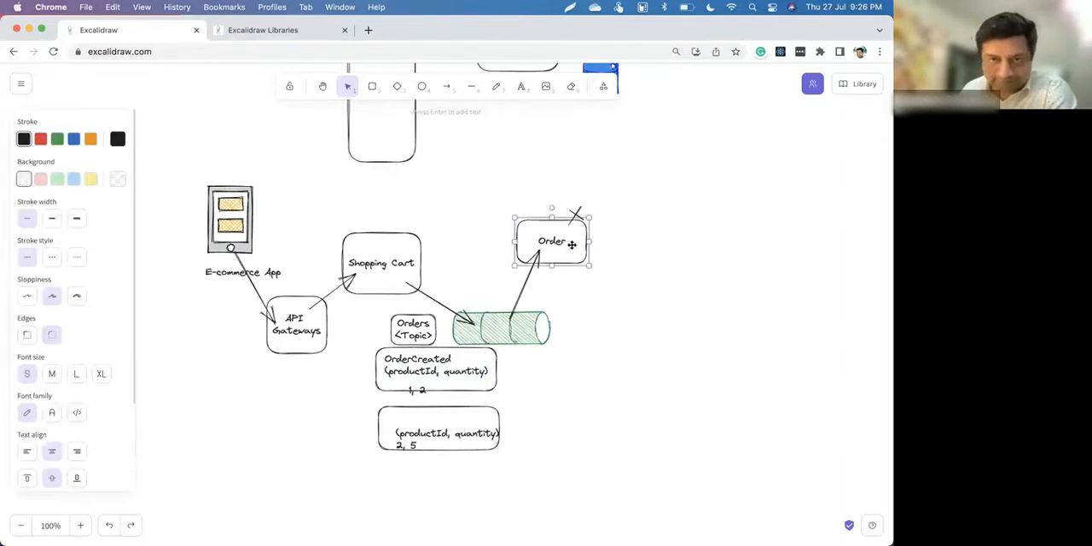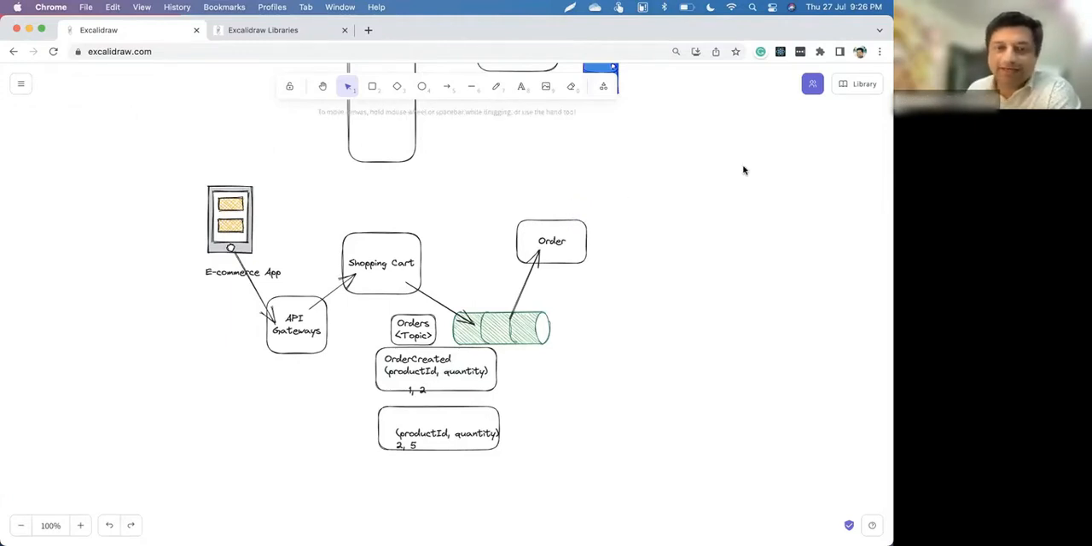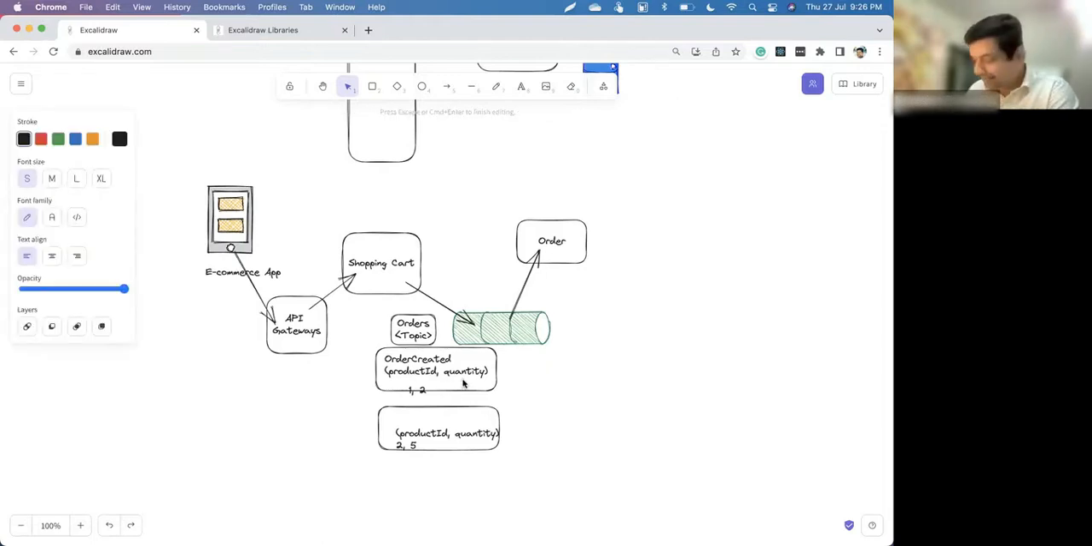Once the order service is up again, it will read these messages from the queue. And these messages are never deleted. If, assume, it is able to process this, it will mark this status as completed, right?